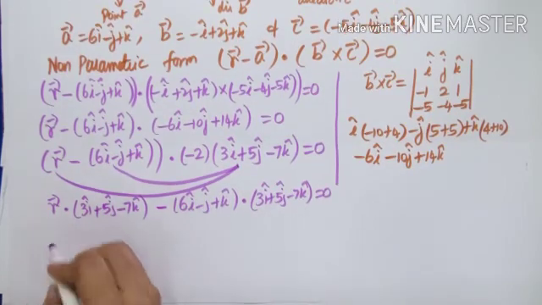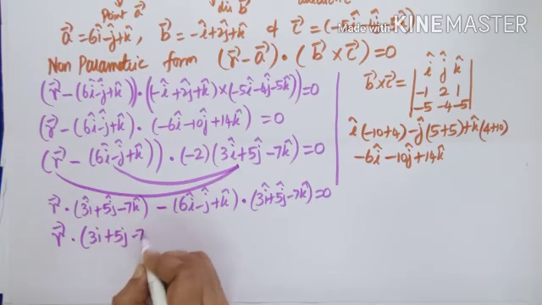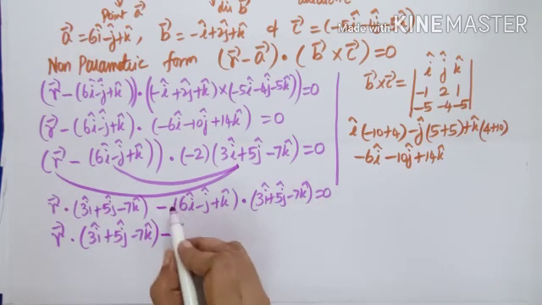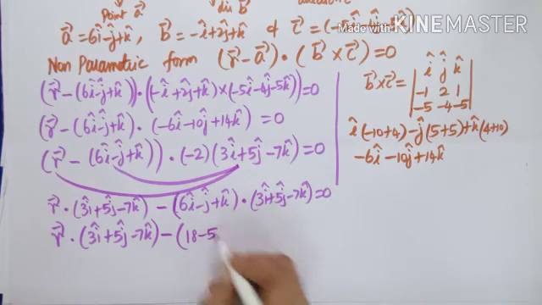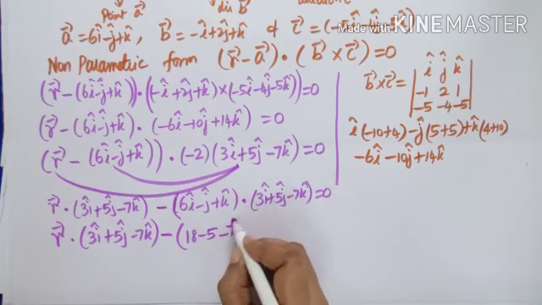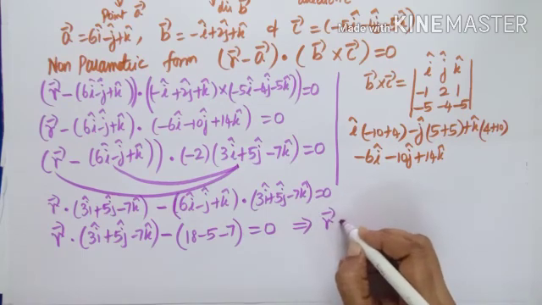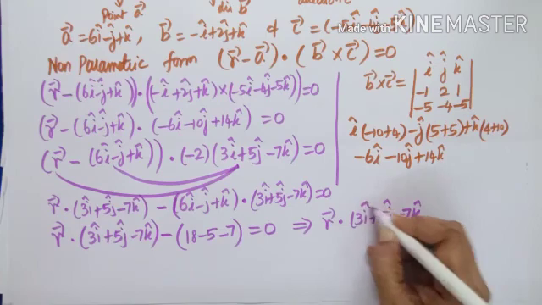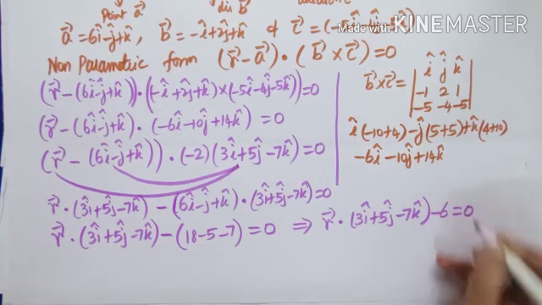Finding the dot product, first term we write as it is, 3i plus 5j minus 7k, minus, remember the dot product, i and i 18, j and j minus 5, k and k minus 7 equals to 0. This implies r dot 3i plus 5j minus 7k. 18 minus 12 is 6. So minus 6 equals to 0.